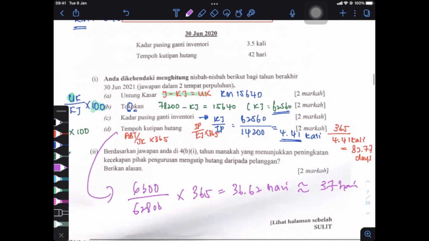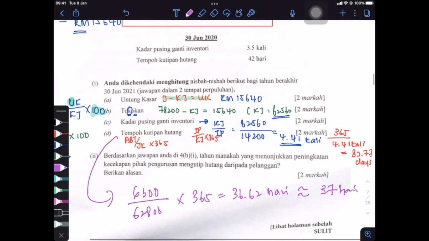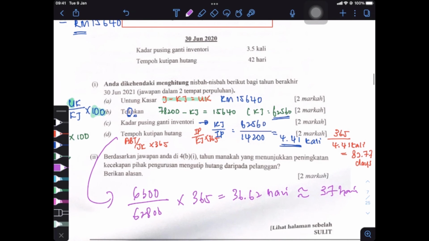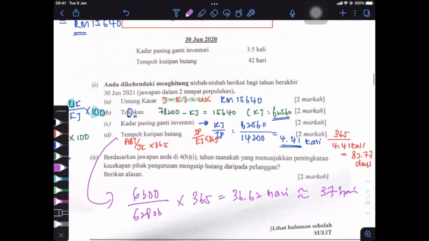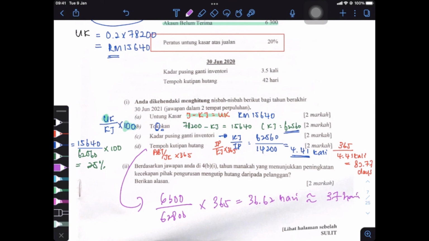Berdasarkan jawapan anda di 4B1, tahun manakah yang menunjukkan peningkatan kecekapan pihak pengurusan mengutip hutang daripada pelanggan? Berikan alasan. So the first part, when I give you a question like this, the first thing that you have to do is actually identify which nisbah is related to this situation. So this one is quite obvious. They are saying pengurusan mengutip hutang. So for this one, we'll be looking at tempo kutipan hutang. So we're going to refer to tempo kutipan hutang for both years.